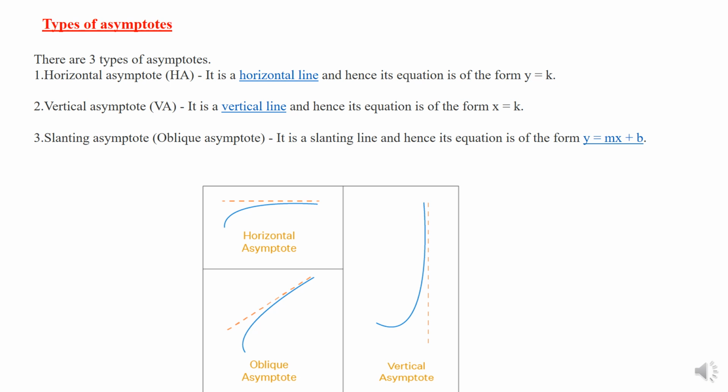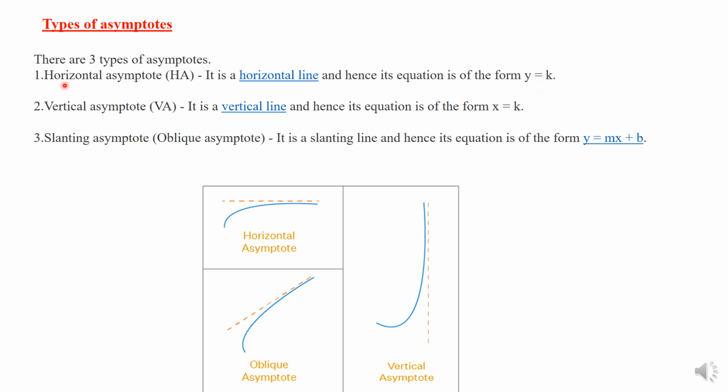There are three types of asymptotes. First, the horizontal asymptote. As you can see in this figure, it's a horizontal line, and hence its equation is of the form y equals k. So this is the horizontal asymptote.